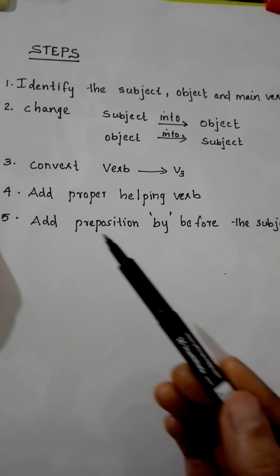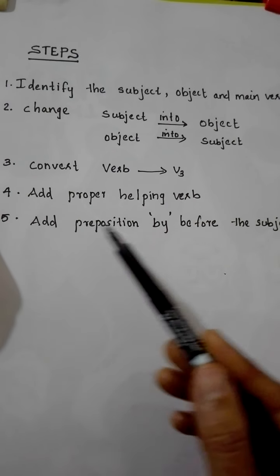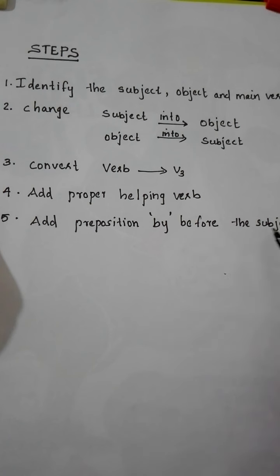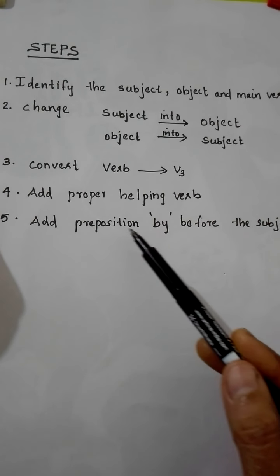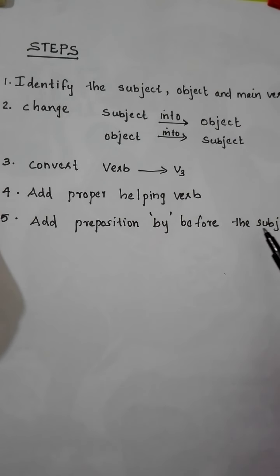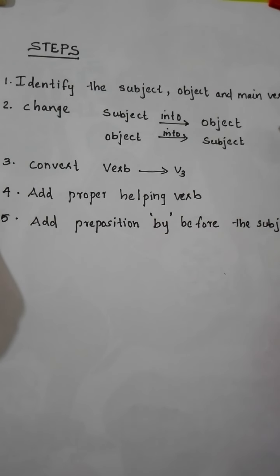Okay, and the fifth and final step, what? Add preposition by before the subject. It is very important. Okay, add preposition by before the subject. Got it? So these are the main 5 steps we should follow when we convert a sentence in the active voice into passive voice.